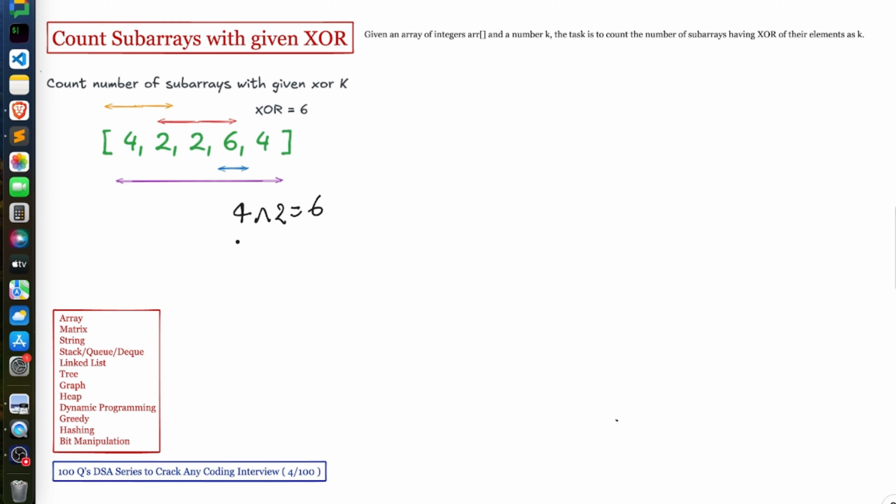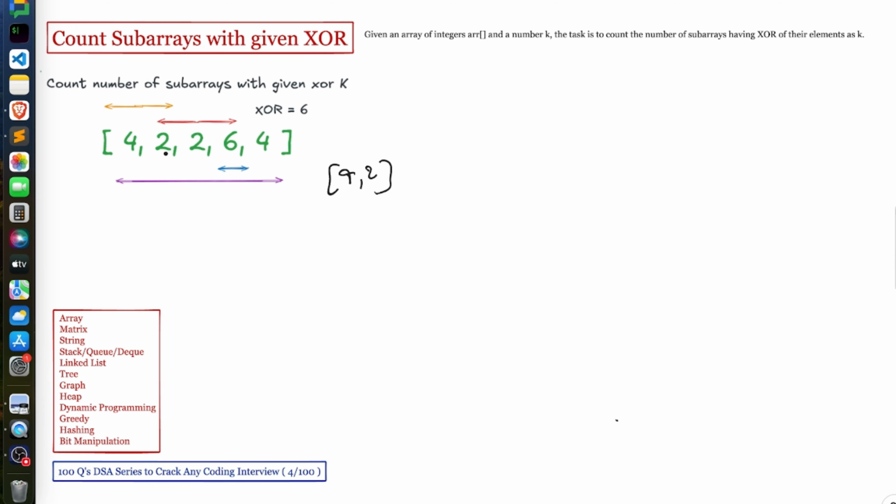We can also look at the binary representation. The binary representation of 4 is 1, 0, 0. The binary representation of 2 is 0, 1, 0, right? So if you take the XOR value here, 1 XOR 0 is 1, 0 XOR 1 is 1, 0 XOR 0 is 0, which is equal to 6. So the XOR of 4 and 2 is 6. So this is one possibility that consists of 4 and 2, right?